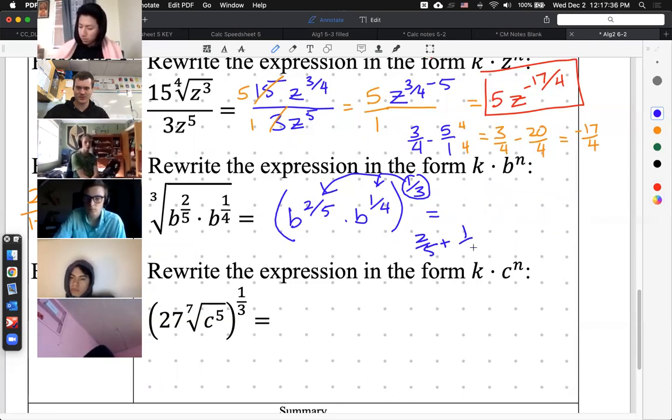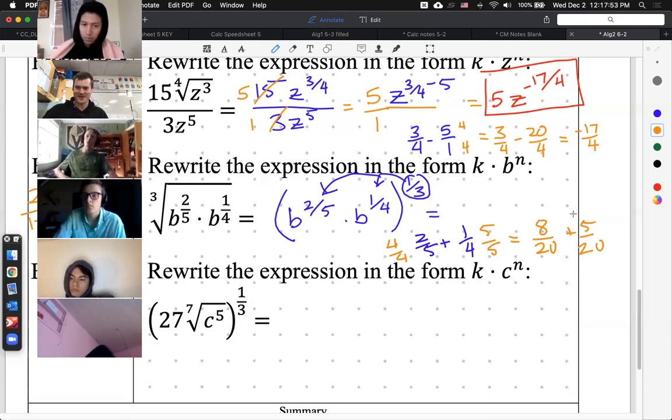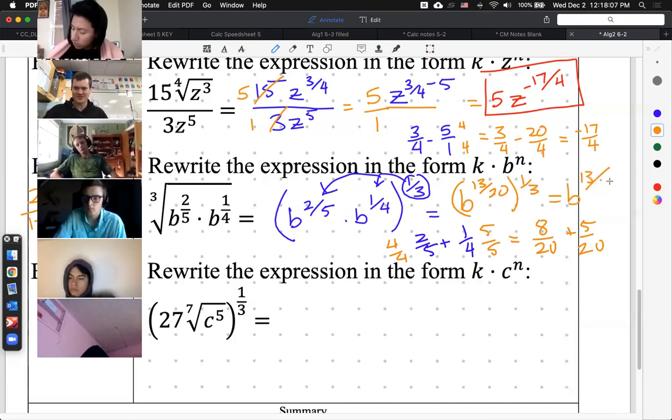2/5 plus 1/4. I'm going to multiply by 5 over 5 for the 1/4. I'm multiplying by 4 over 4 for the 2/5. And my new equation is 8/20 plus 5/20. Guest star Mr. Warner in the background. He says hi. 8 plus 5 is 13. So our function is now going to be b to the power of 13/20, all to the power of 1/3. Multiply the 1/3 in, and I get b to the power of 13/60. So if you added these two together over here, you would have gotten 13/60, but that wasn't that fun of a problem to do. So here's our final answer, and we box it.